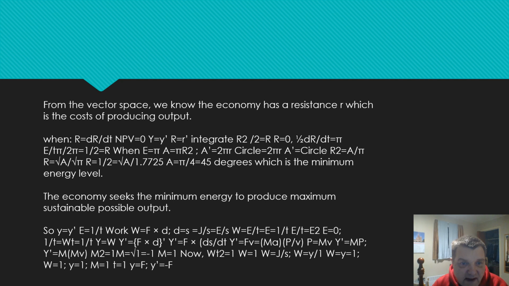When e equals pi, A is equal to pi r squared. A prime is equal to 2 pi r. 2 pi r times A prime is equal to the circle times r squared, which is equal to A over pi. R is equal to the square root of A divided by the square root of pi. It occurs when t is equal to 45 degrees. The economy seeks the minimum energy to produce the maximum sustainable output.